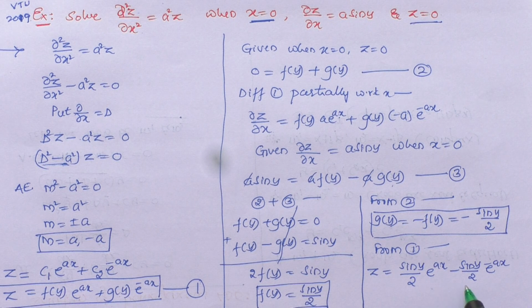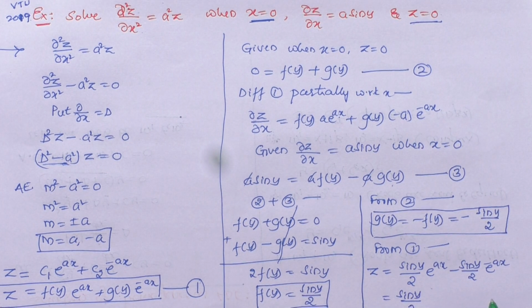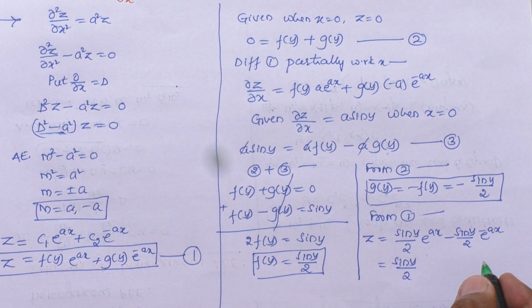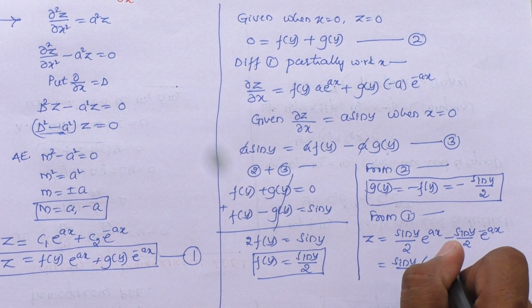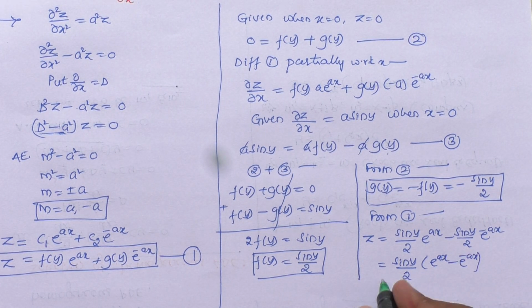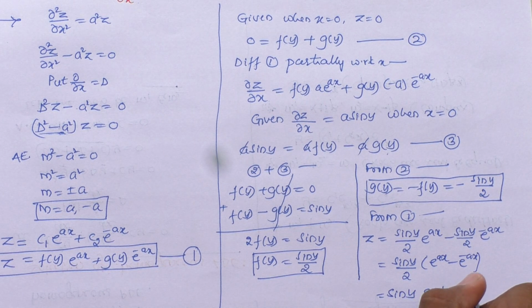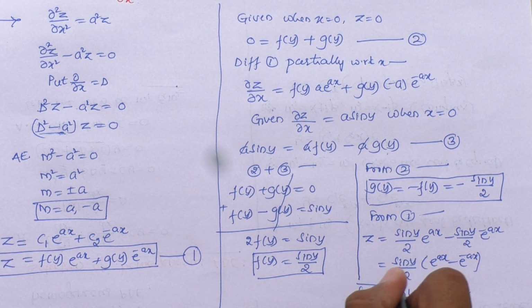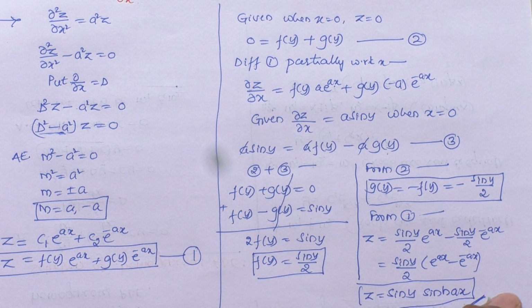Here sin y by 2 is common. If you take sin y divided by 2 as common, then it can be written as e raised to ax minus e raised to minus ax, with sin y as it is. Now e raised to ax minus e raised to minus ax by 2, this itself is sin hyperbolic ax. So z equal to sin y sinh ax we got. This is the required solution.